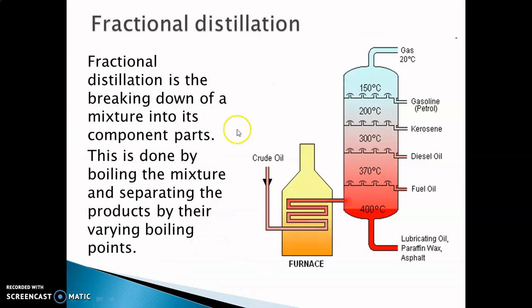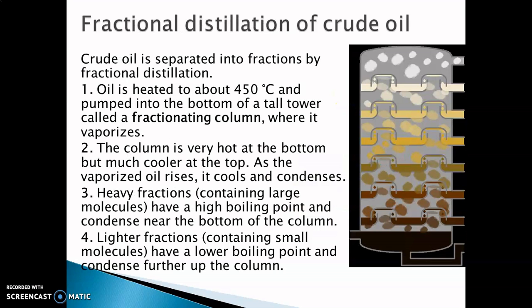See this picture, I think it will explain very nicely what happens: breaking down of the mixture into various components or fractions on heating. The simple thing we are doing is heating, only at different temperatures, and at different temperatures you obtain different fractions. You can segregate them as heavy fractions and lighter fractions. Heavy fractions have a high boiling point and condense near the bottom of the column, and lighter fractions have a lower boiling point and go to the top of the column.